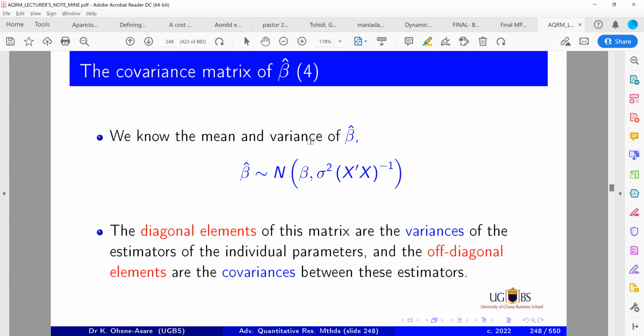So we know that the mean is the beta cap. The expected value of beta is beta cap. We know that having found the variance of beta cap, which we just did, then we can now conclude that beta cap is normally distributed, okay, with this expected value and then with this variance. And I've already said that the diagonal elements are the variances, whilst the off diagonals are the covariances.